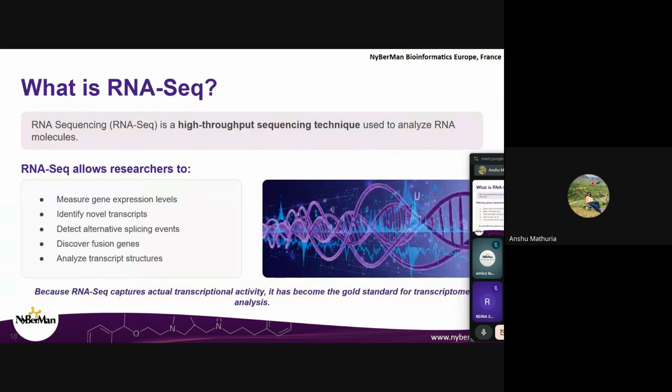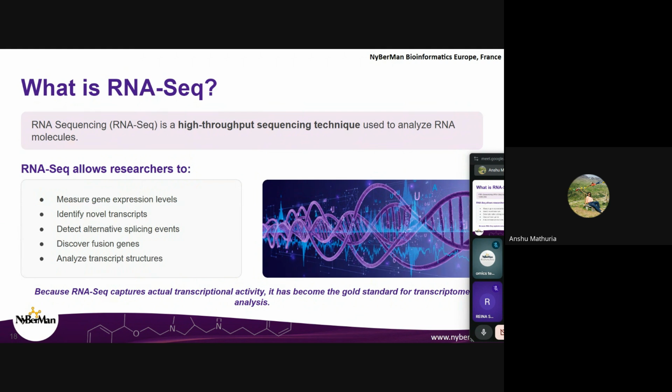So now what is RNA-seq? RNA-seq is just a high throughput sequencing technique that we are using here to analyze these RNA molecules. As we are analyzing the RNA and the transcriptome data, that is why it is termed RNA-seq. RNA-seq will allow us to measure gene expression at a higher level, identify any novel transcripts, and detect any alternative splicing events.